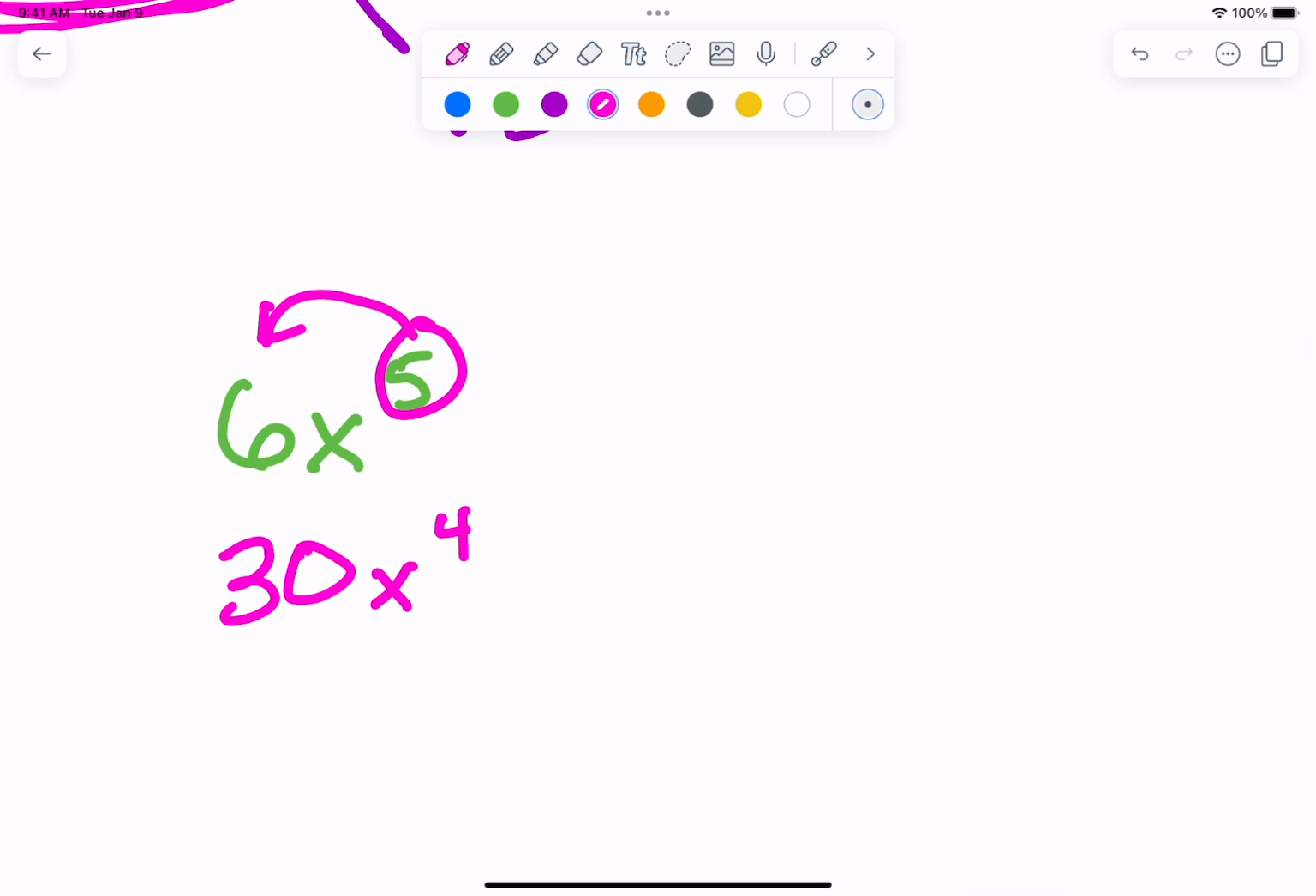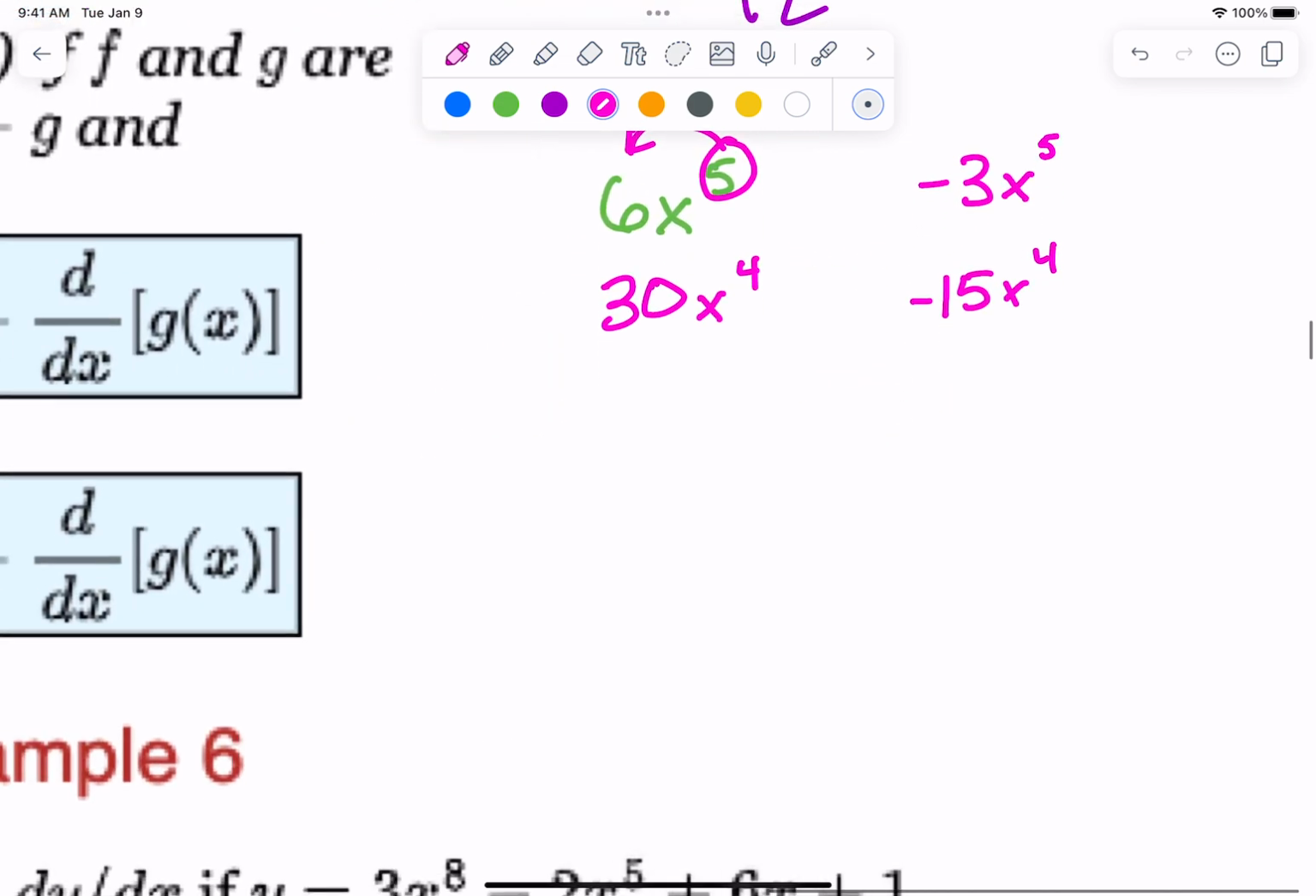All right, let's do another one. Let's say I have negative 3x to the 5th power. The derivative is negative 15x to the 4th. Okay. Now let's do a couple more that are a little bit harder.